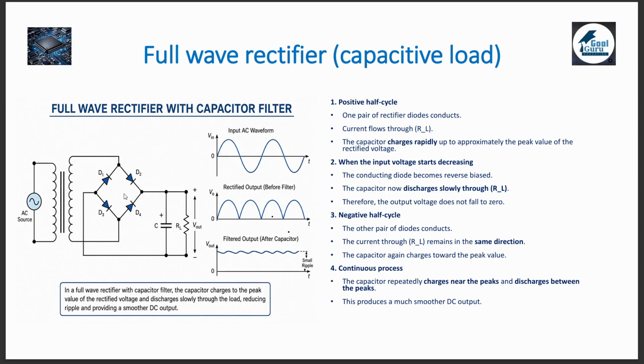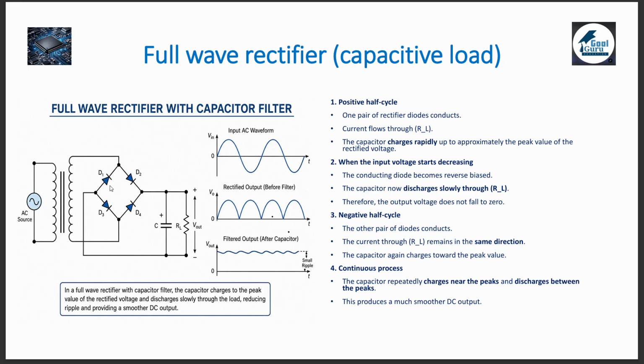What is interesting to know about is there is a modification in this circuit. One capacitor is added in parallel to the resistor. What difference does it make? As usual, you have the AC input here. In the positive half cycle, one pair of diodes conducts. Now in this case, D2 and D3 conduct. Current flows through RL.